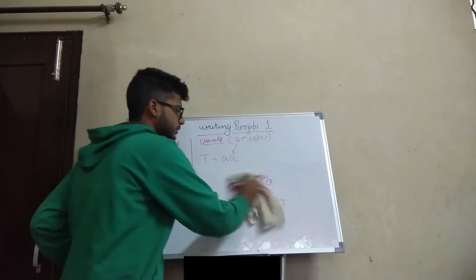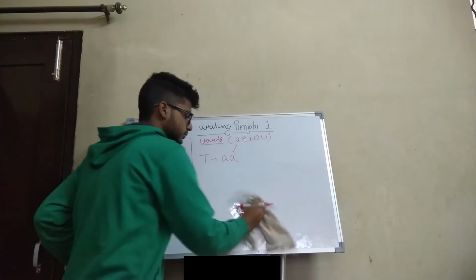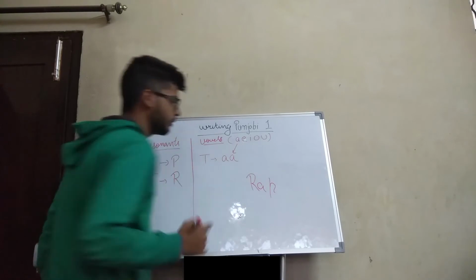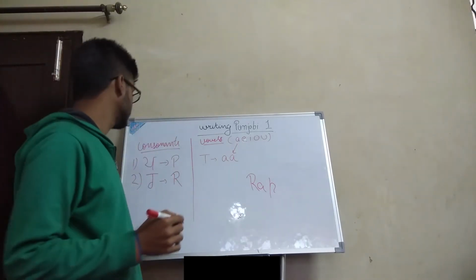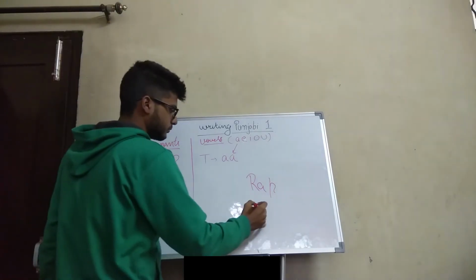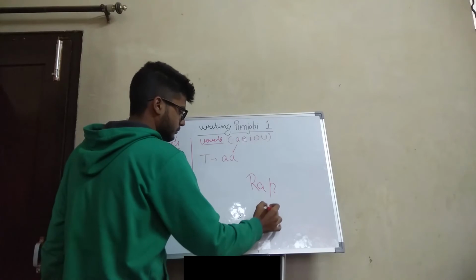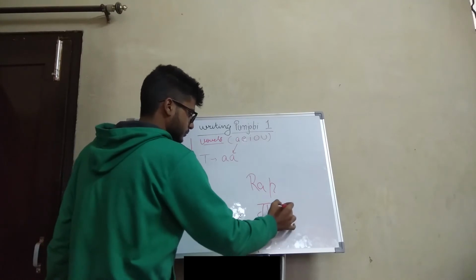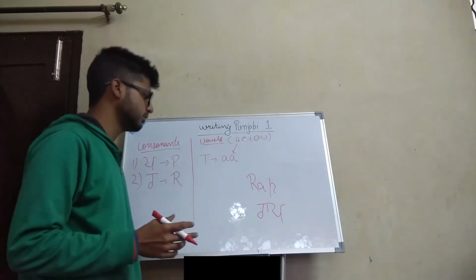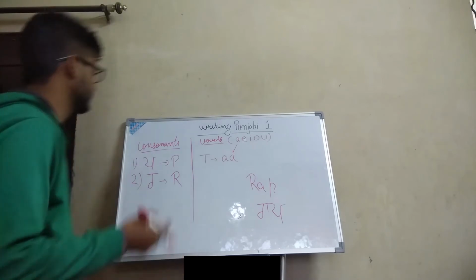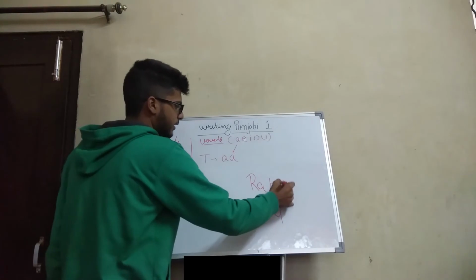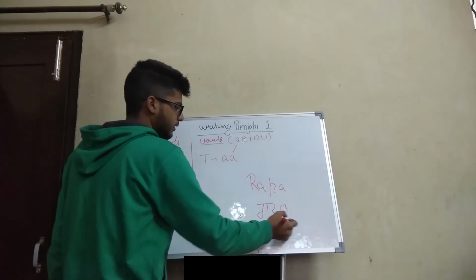What if I want to write rap? R-A-P. So it's just reverse of the word par. This is rap. It doesn't mean anything. I'm just trying to make some random words from these three letters. And to add a at the end, it's like this.